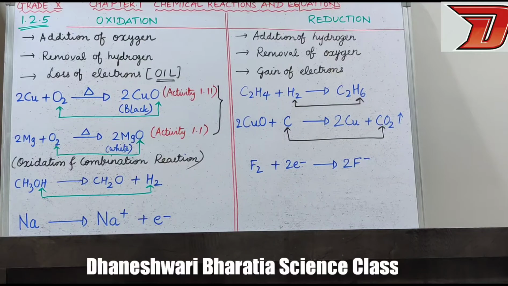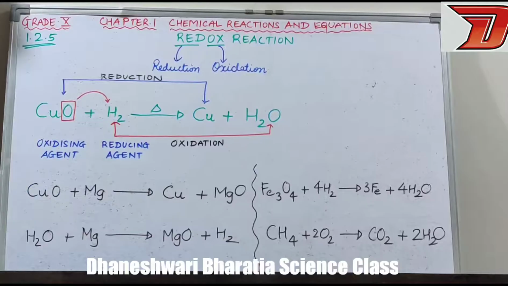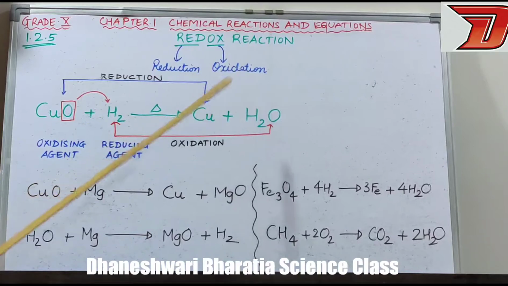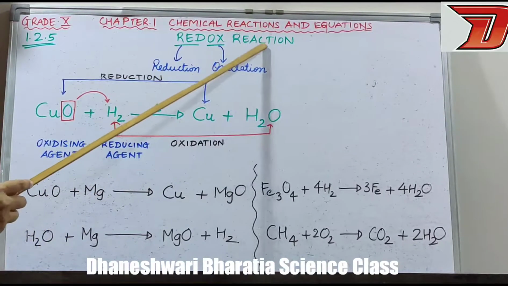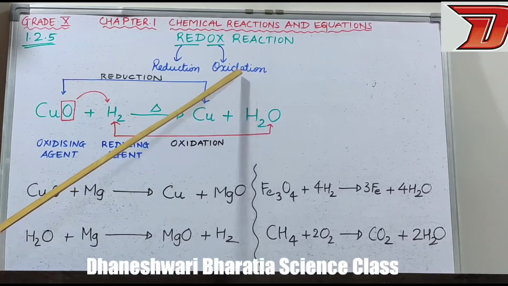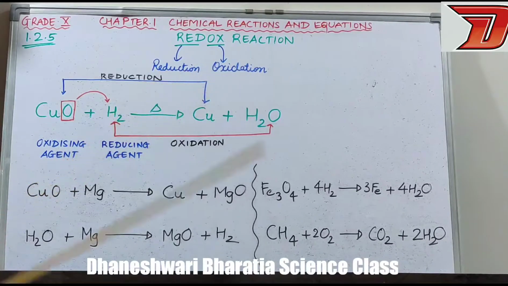Now let us see what we mean by redox reaction. If you notice on the board what I have done, check the spelling: Red and ox. Red stands for reduction and ox stands for oxidation. It means the reaction in which both reduction as well as oxidation take place together. Those types of reactions are considered redox reactions.